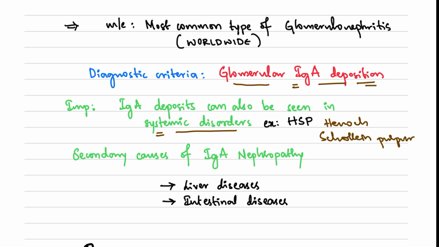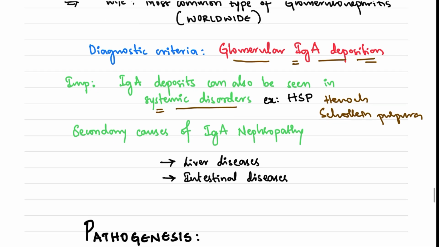So in IgA nephropathy, IgA deposits are seen. But if IgA deposits are seen in a kidney, it doesn't mean that the person is suffering from IgA nephropathy. There are also some secondary causes of IgA deposition such as liver diseases and also intestinal mucosal defects.